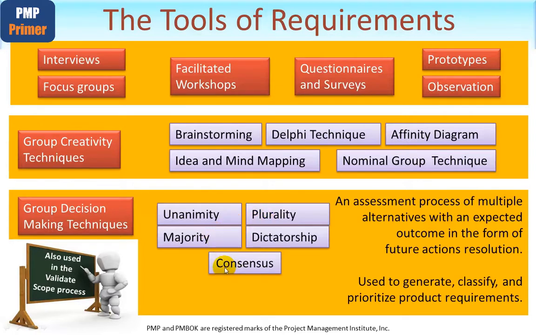Consensus. This is helpful where there are differing views in the room, but everyone agrees to support the outcome, even if they don't all agree entirely with the decision. The one I've left till last is dictatorship. If you see an exam question on this, this is the least satisfactory. As you might imagine, this is one person making the decisions for the entire group.